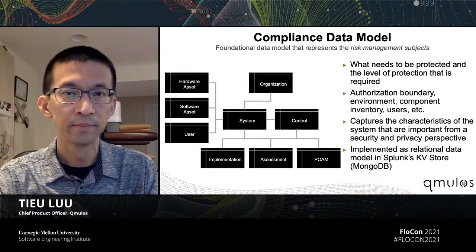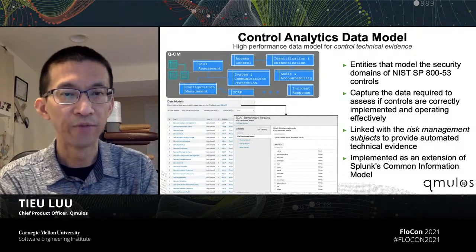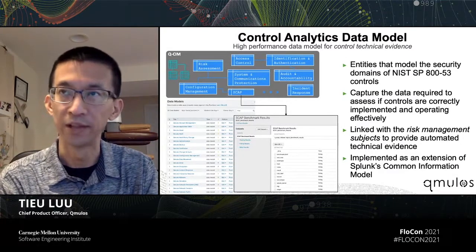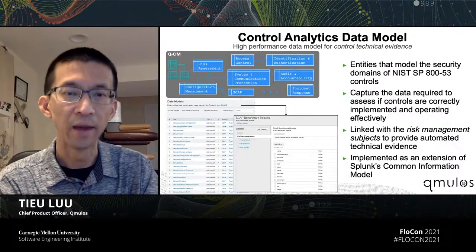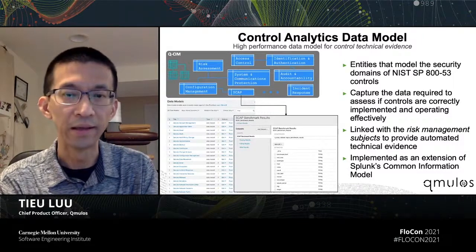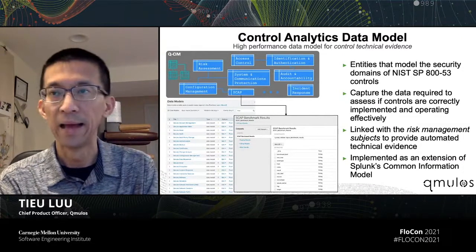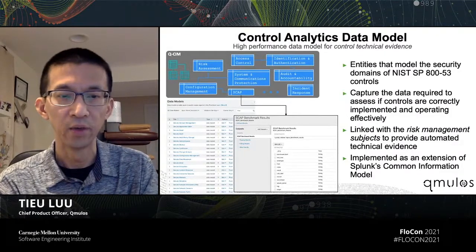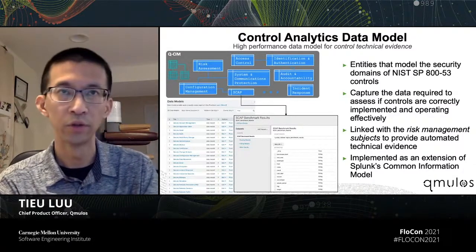Then the second data model that's required as part of our solution is the control analytics data model. This is a high performance data model for control technical evidence. These are entities that model the security domains of the 800-53 controls. They capture the data that's required to assess and monitor if controls are implemented and operating effectively. All of these elements are linked with the risk management subjects from the previous data model to provide that technical evidence for those systems and those controls. This data model is implemented as an extension of Splunk's common information model. We've taken Splunk's common information model and extended it by adding additional objects and fields that are needed to support the different security controls and compliance use cases.